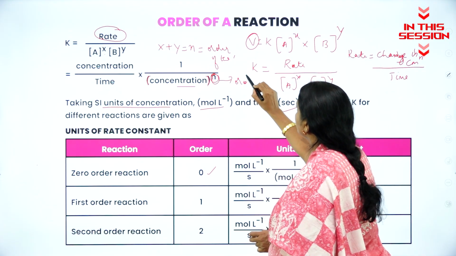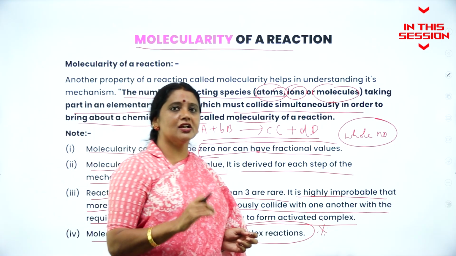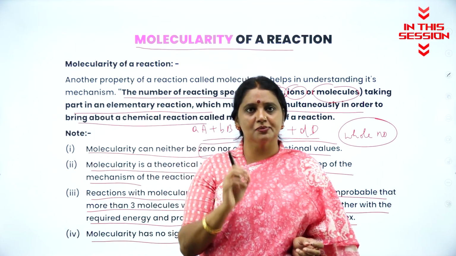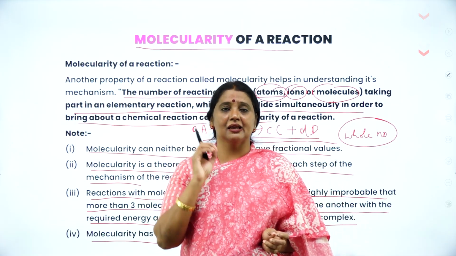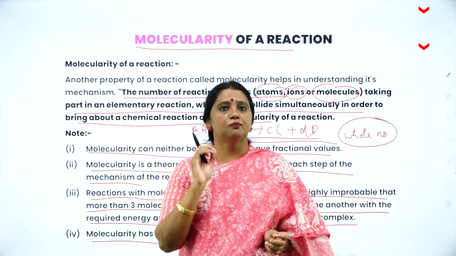N is equal to what? Order. What is molecularity of a reaction? It is the total number of reacting species. It may be atoms, ions or molecules involved in a balanced chemical equation, and it is known as molecularity.